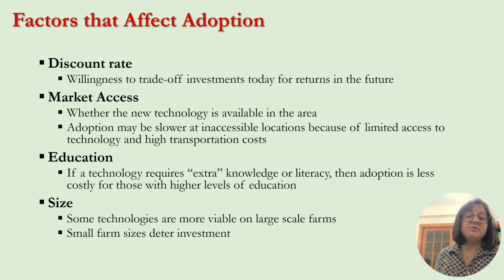Access to markets for the availability of the new technology can also influence adoption across different locations that may differ in how much they can access the technology. Education levels of the farmer and size of the farm are other factors that influence the costs and the benefits of adoption.